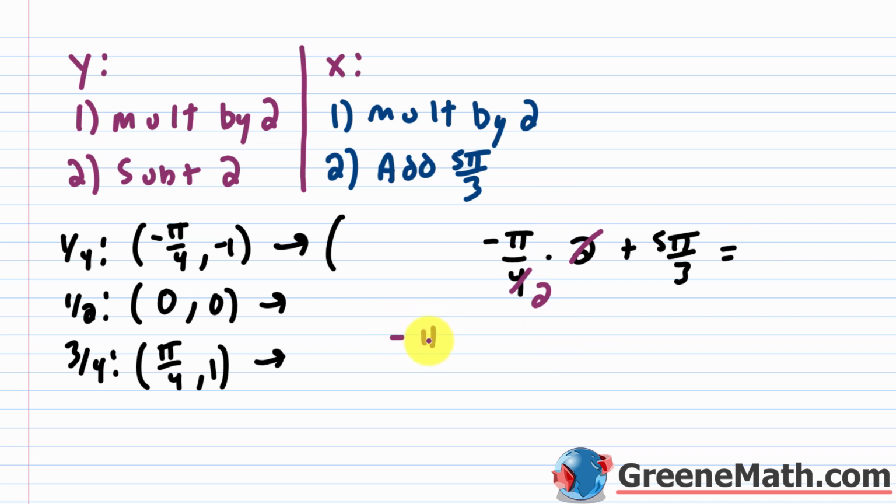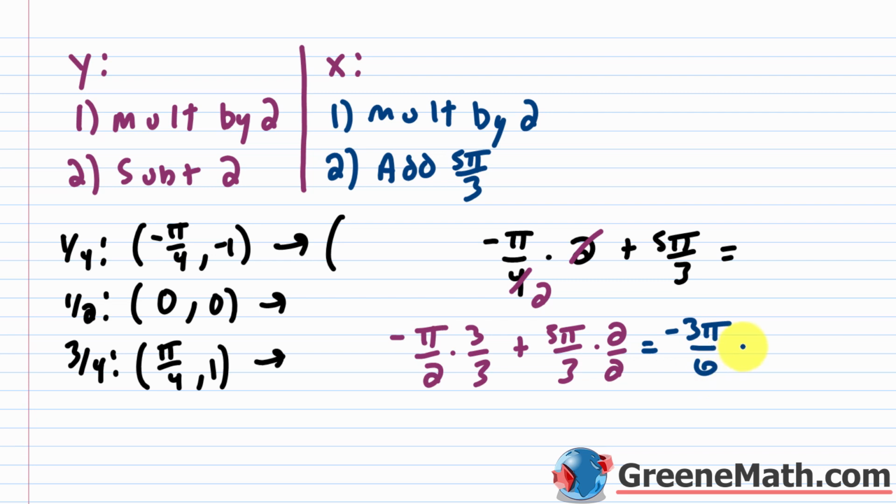So you'd have negative pi over 2, and let's multiply this by 3 over 3, so we can have a common denominator, and then plus you have 5 pi over 3. I'm going to multiply this by 2 over 2. The LCD there would be 6. So let's say this is equal to negative 3 pi over 6, and then plus 10 pi over 6. And if you do the addition here, 10 pi plus negative 3 pi, that's going to be 7 pi. So you'd have 7 pi over 6.